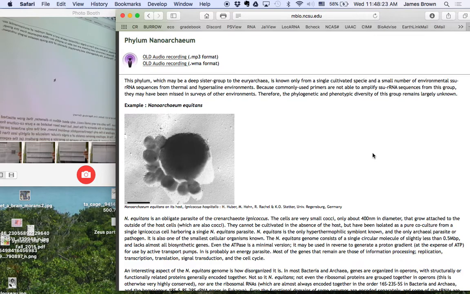It's an obligate parasite. The Ignicoccus you can grow just fine. The Nanoarchaeum you cannot. You can only grow them physically attached to the host. So, for example, if you grow Ignicoccus in a culture and then put a membrane in it and try to put Nanoarchaeum on the other side of the membrane, nothing happens. They won't grow. They have to be in physical contact.